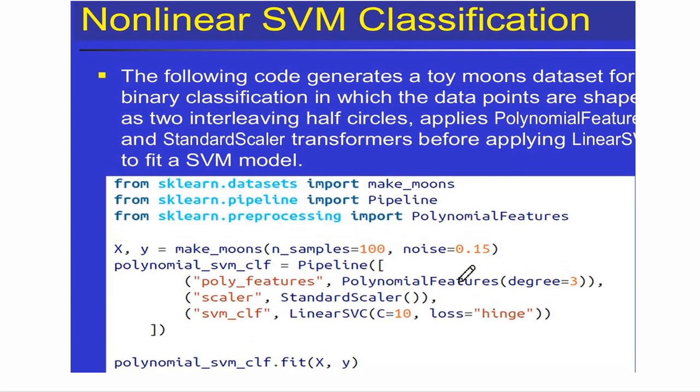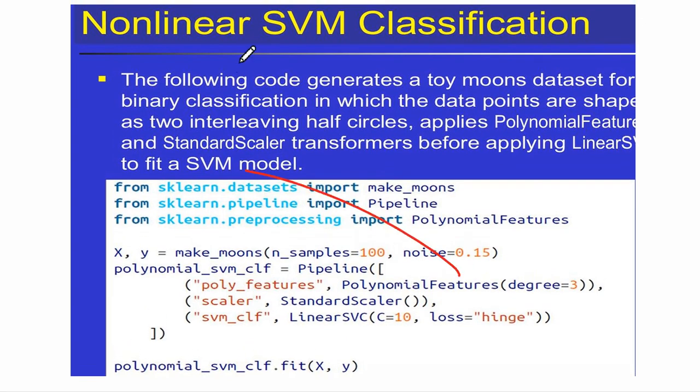If you want to implement the nonlinear SVM, that is also possible. The nonlinear SVM can also be implemented using the LinearSVC function, but it is not directly implemented. Here what we have to do is create one pipeline. In that pipeline we pass one function called PolynomialFeatures. If I take the degree equal to 3, that means I am using the polynomial kernel.